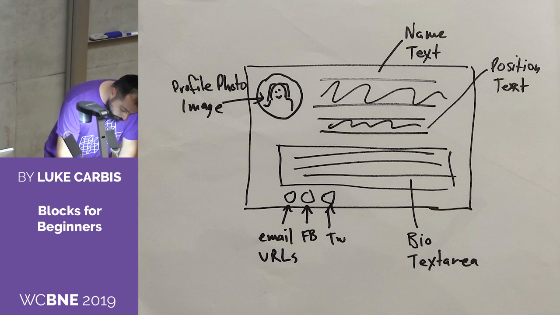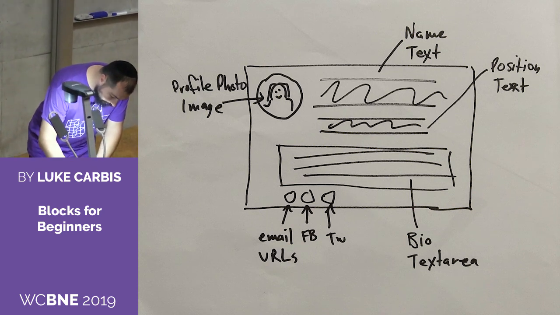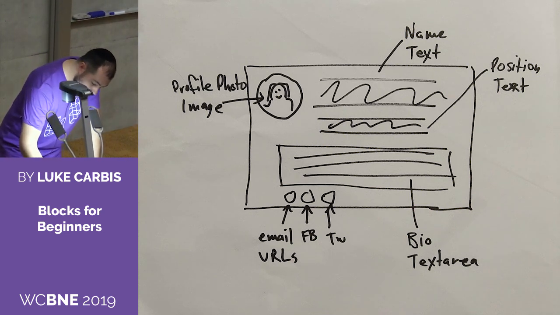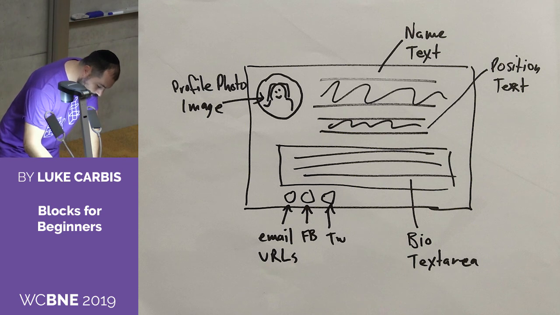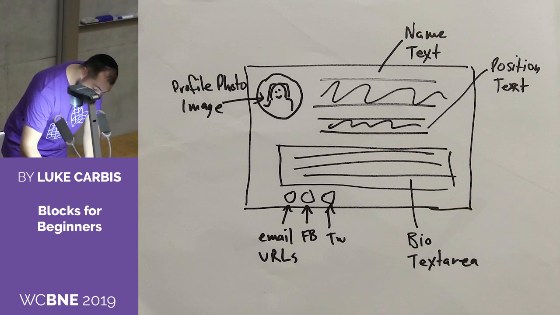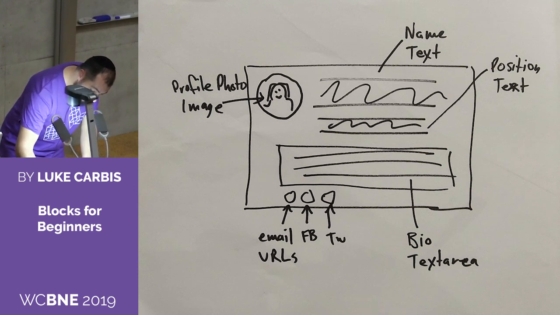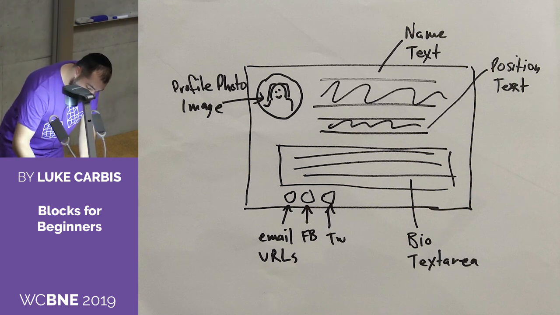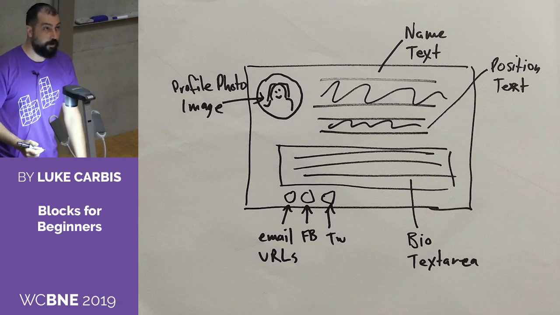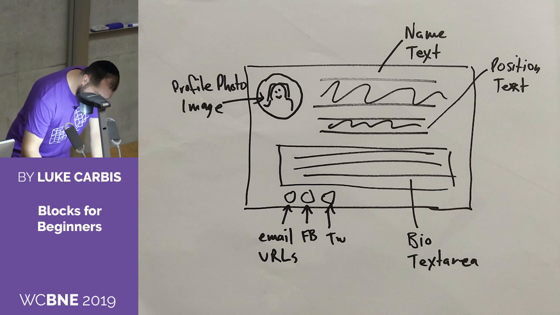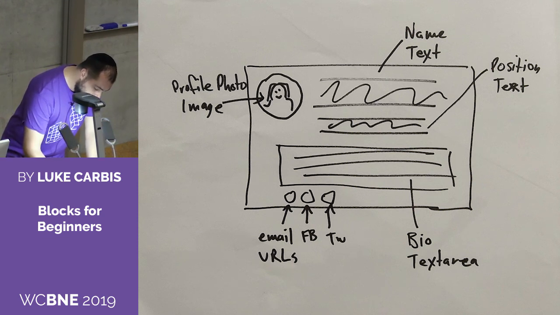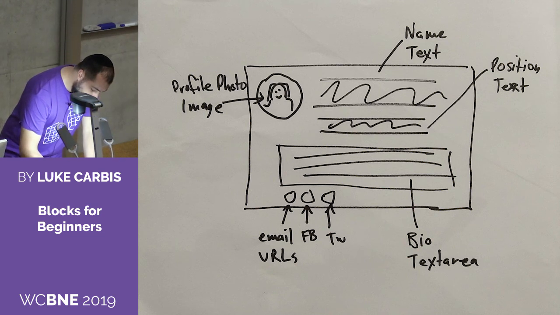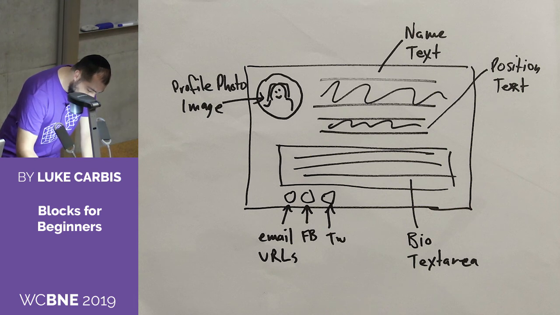We're going to need an image from over here. This is their name. Now, we might call this a profile photo, and that's an image. We're going to have a name. That's just going to be a text field. Same here with their position. Over here, this would be, what do we call this? Bio. That's more than just one line of text, so we might use a text area for that. And then we're going to have these three social buttons, and they're all going to be URLs: Email, Facebook, and Twitter URLs.